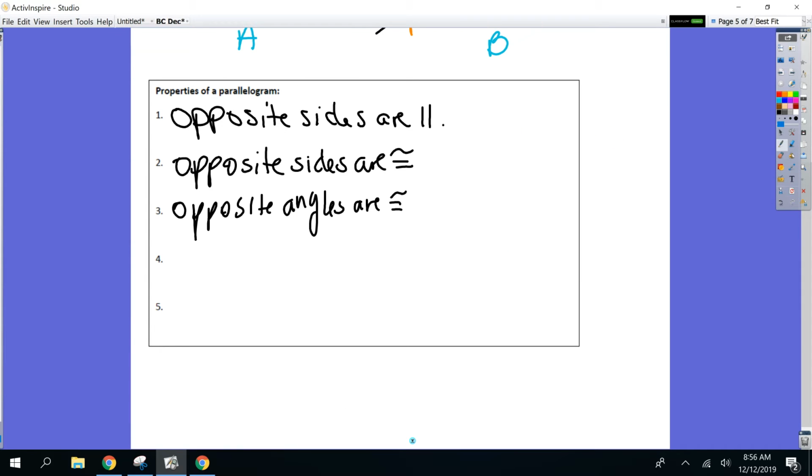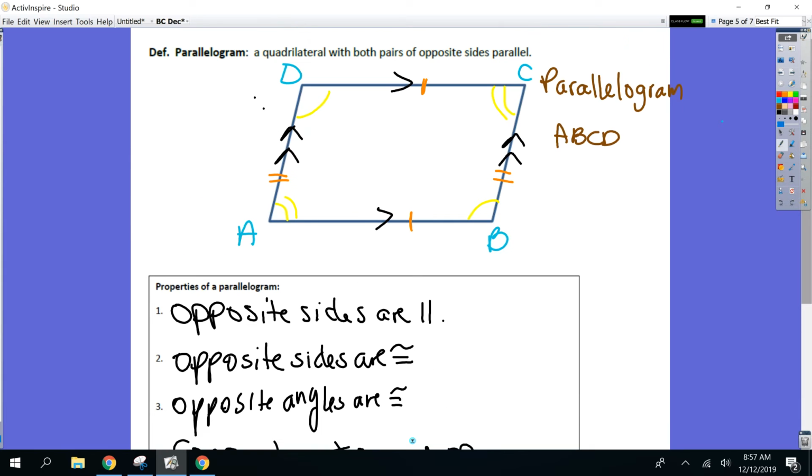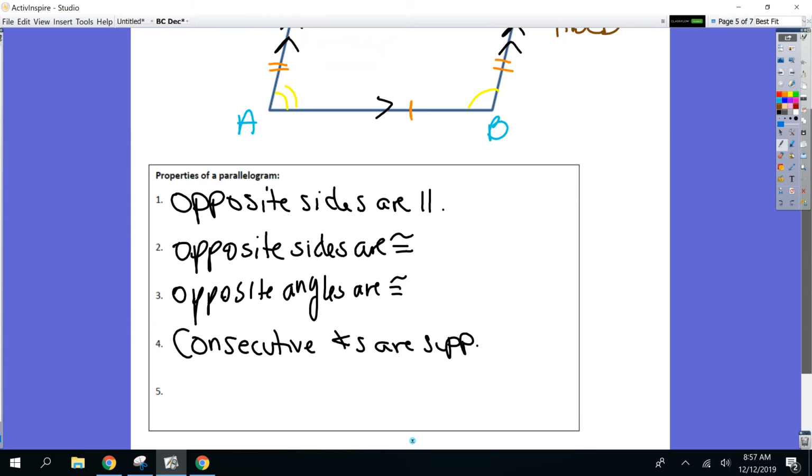Here's what I'm going to call them though. I'm going to call them consecutive angles. Consecutive angles are supplementary. And again, consecutive, for me, A and D, D and C, C and B, B and A. Any 2 consecutive angles are supplementary. Nice job. Way to match them.